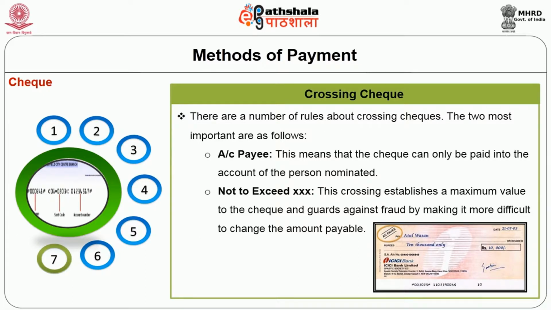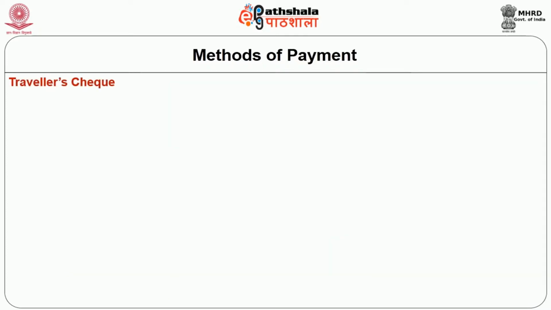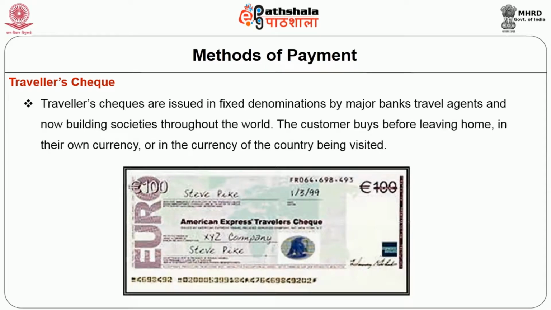Next, talking about the traveler's check. These traveler's checks are also issued in fixed denominations by major banks and travel agents, and now by building societies throughout the world. The customer buys them before leaving his home country, in his own currency or in the currency of the country being visited, and has them transacted whenever he needs to use them for different transactions.